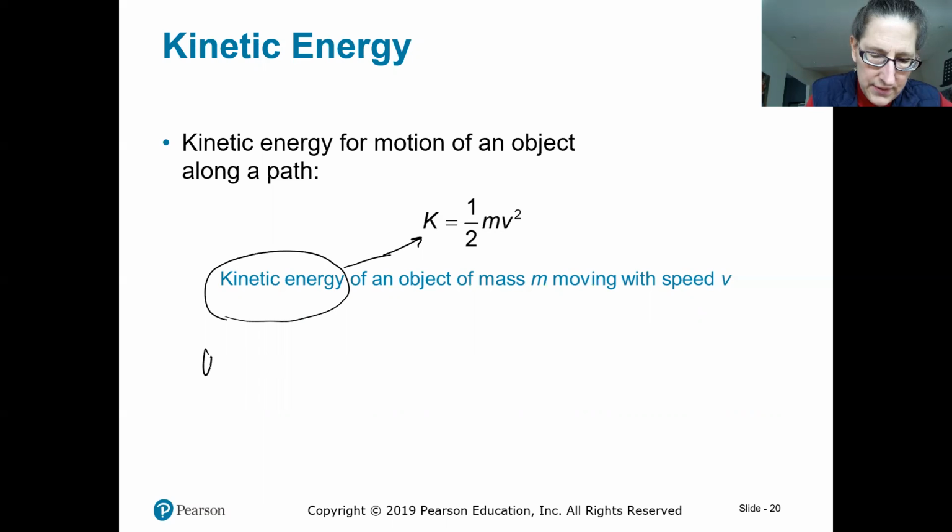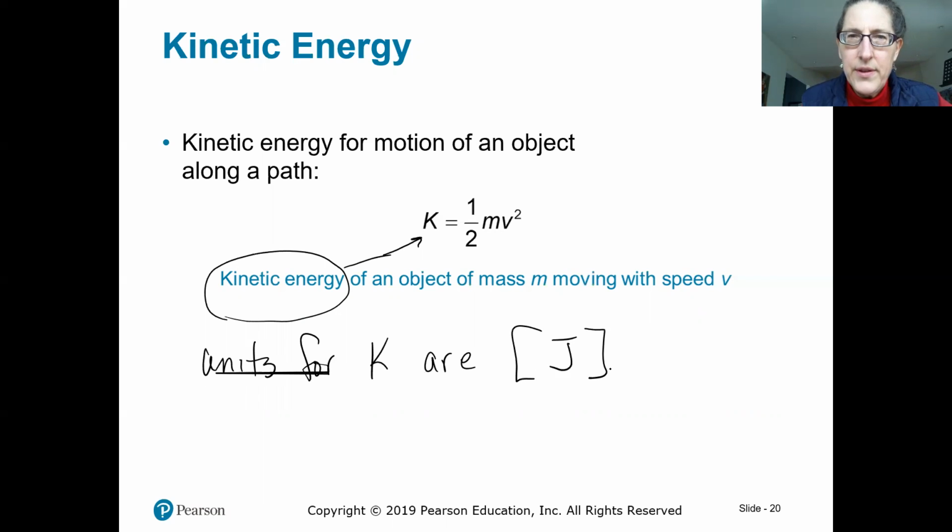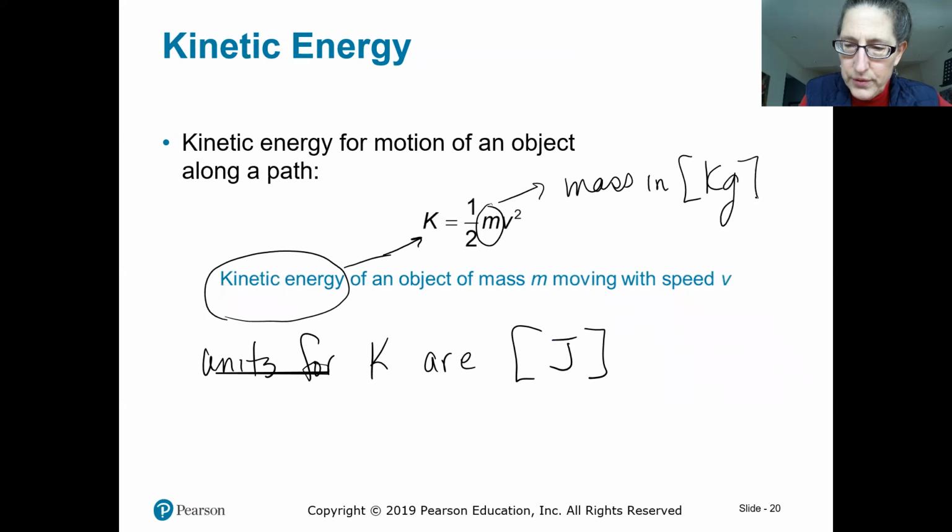And the units for that are joules. Okay, all forms of energy have the SI units of joules. There are other units like calories, BTU, things like that, but we're just going to stick to joules. Okay, m is mass in kilograms, and it has to be in kilograms if you're going to get joules for your final result. And v, now this is speed, not velocity. This is the magnitude of velocity. So this is speed in meters per second.